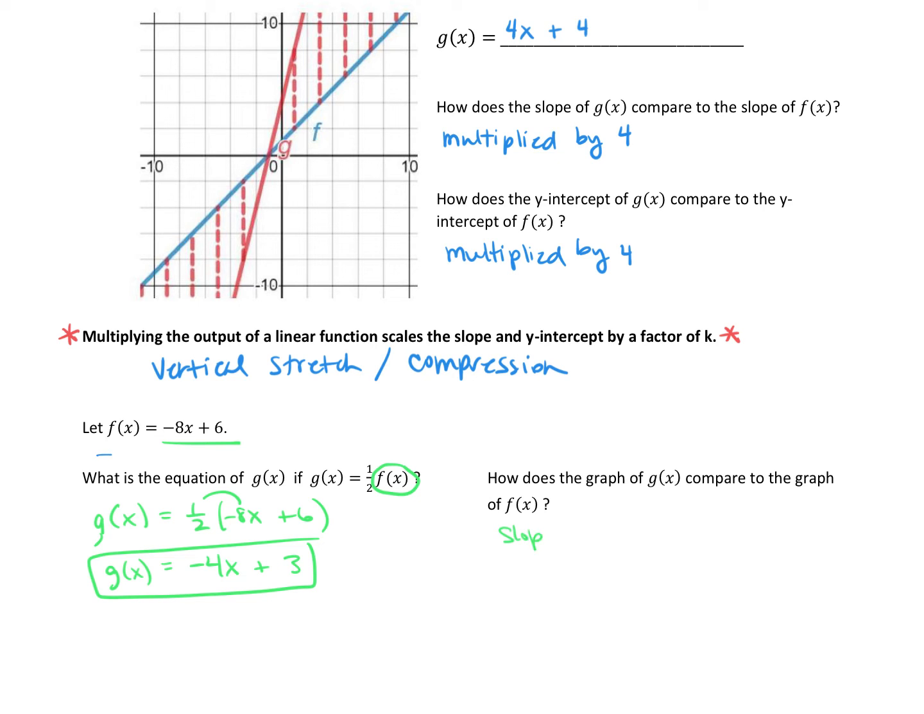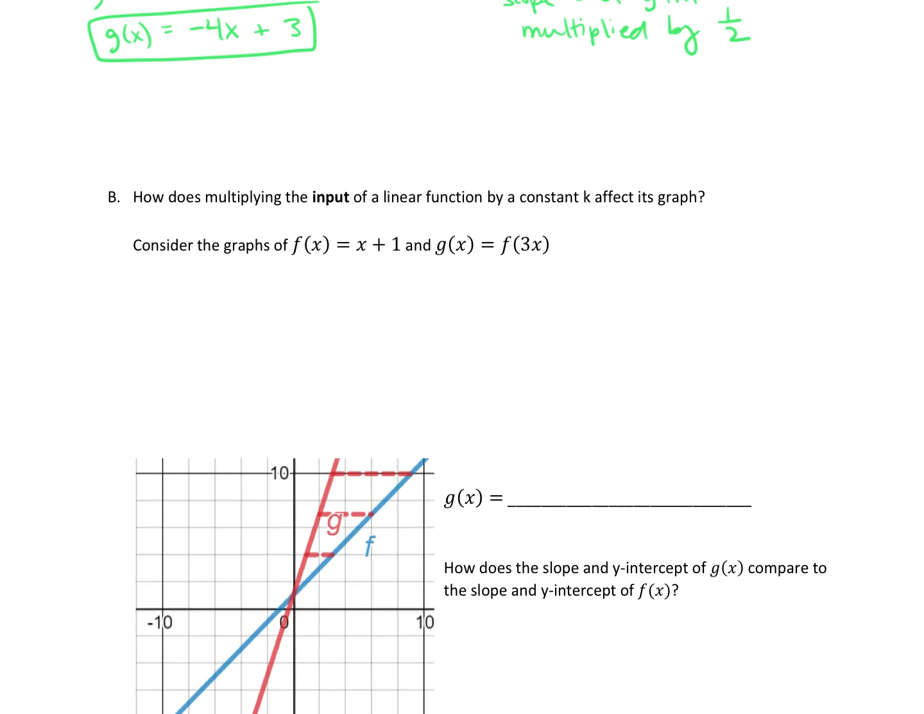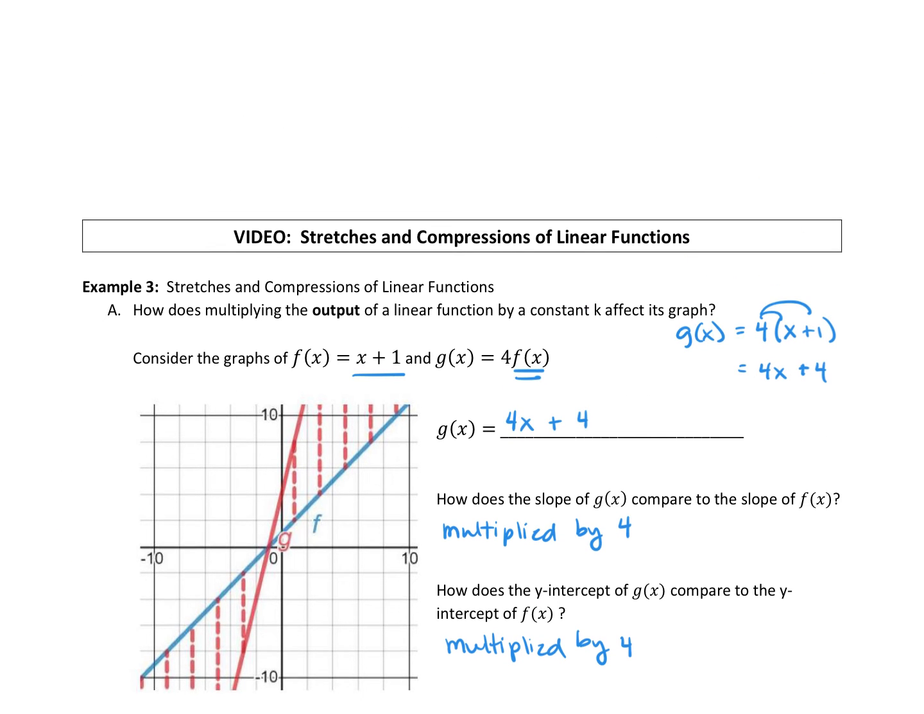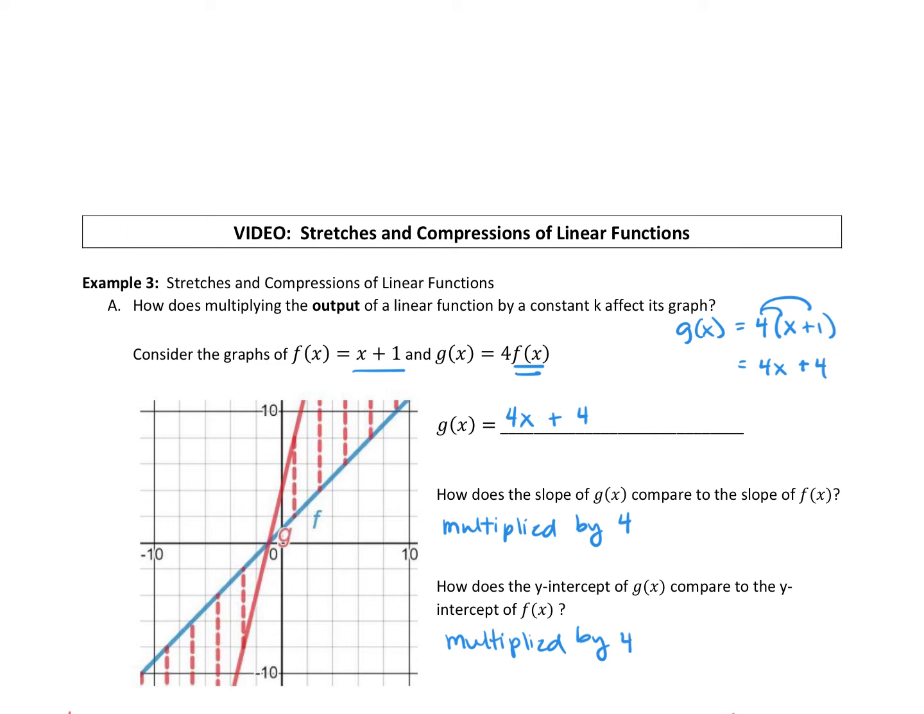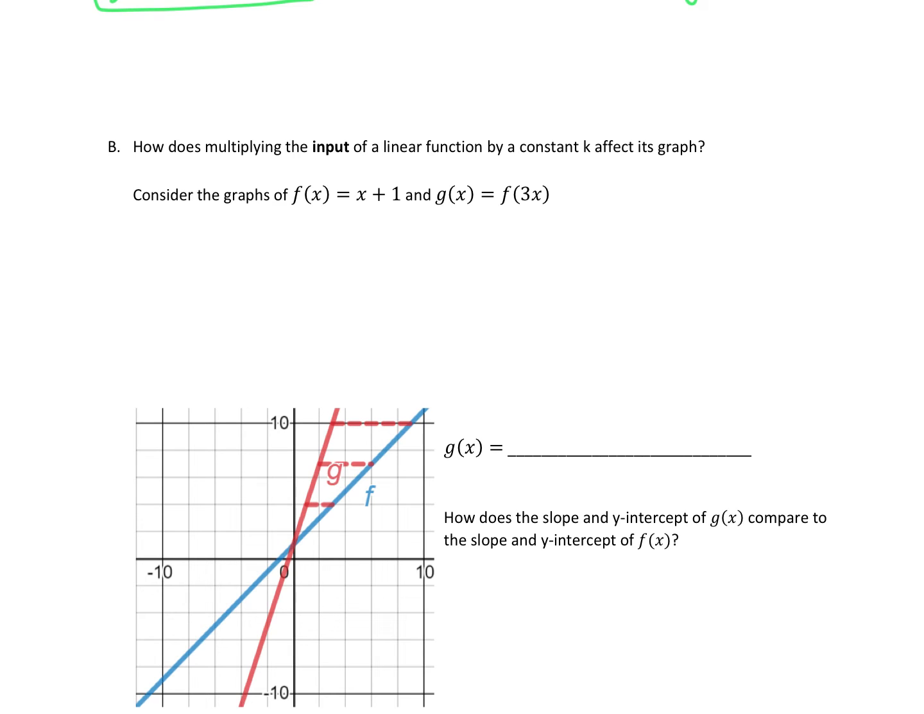The slope and the y-intercept were multiplied or scaled by that 1/2. All right, so that is multiplying the output of a linear function by a constant. What if we multiply the input of a linear function by a constant k?